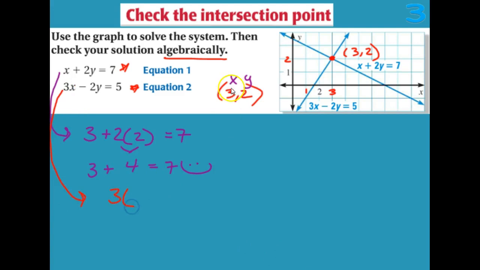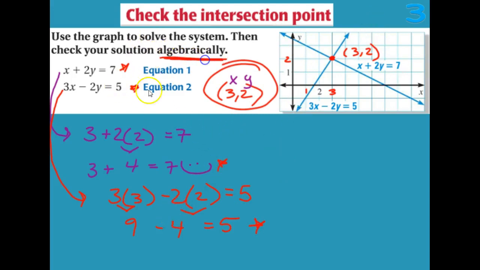3 times x, which is 3, minus 2 times y, and y is 2, and to see if that equals 5. Order of operations again tells me to multiply first. 3 times 3 is 9. 2 times 2 is 4. Yep, 9 minus 4 gives us 5. So they both work, so we know, yes, this is a correct answer. That's where their two lines cross. And we just proved that algebraically or using algebra math.